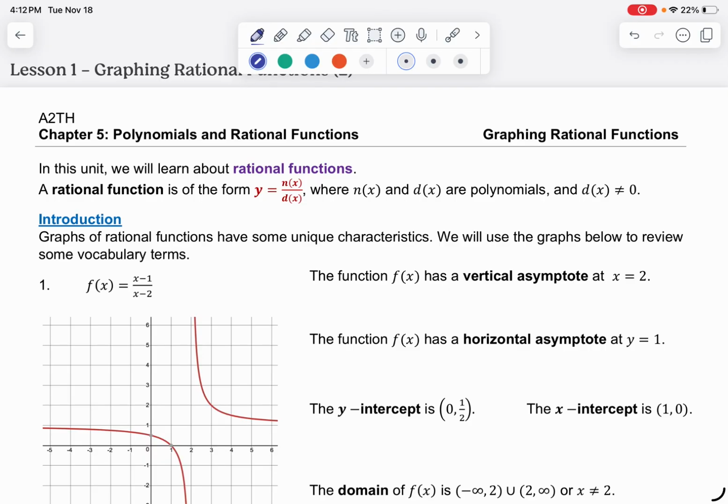And in this first lesson, we're going to talk specifically about the graphs of rational functions, and we're going to use the graphs to establish some new vocabulary.